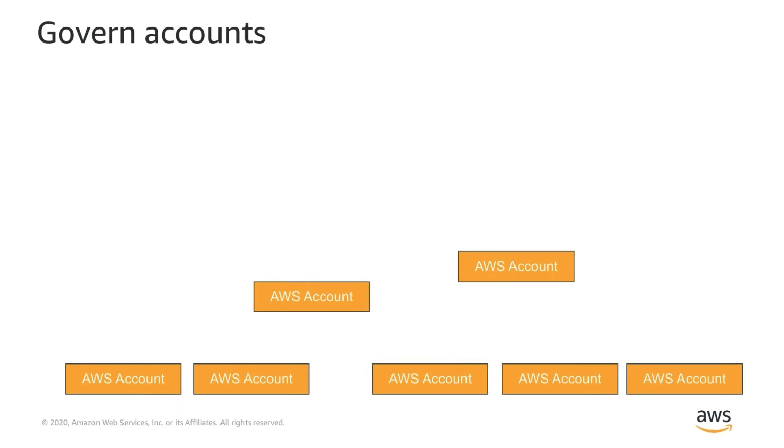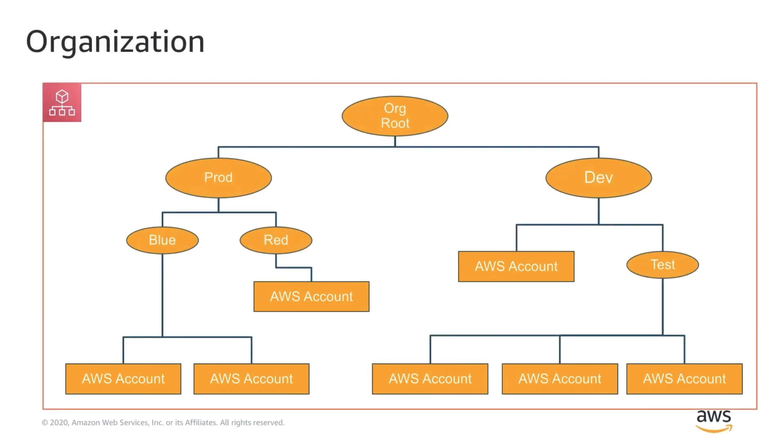With Organizations, you can group accounts, for example, by dev, test, prod environments, or by applications or business units. Organizations also enable you to organize these account groups into a hierarchy of organizational units called OUs. Typically, these are a standard structure of grouped accounts. For example, you might set up organizational units to contain a development, test, and production account, and then create an OU for each of your projects.